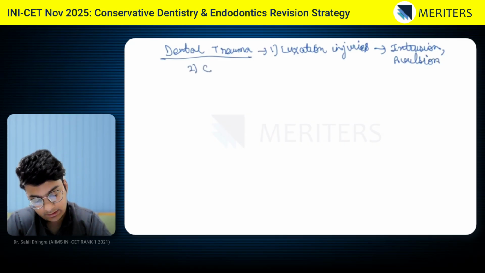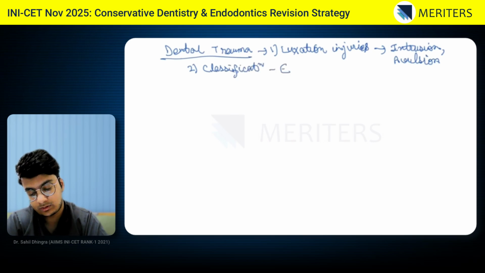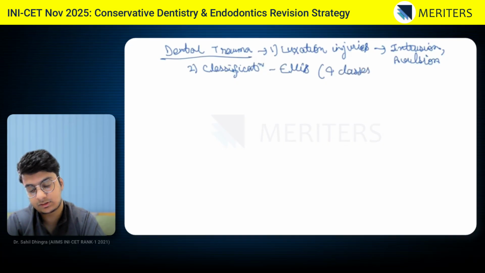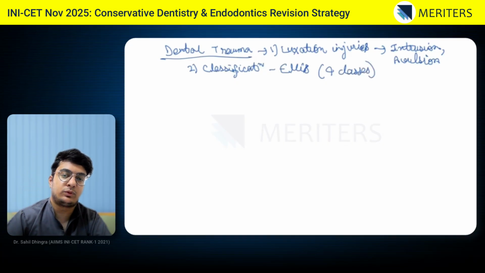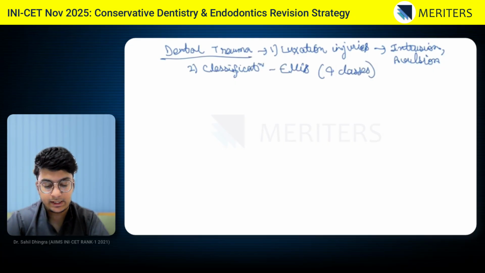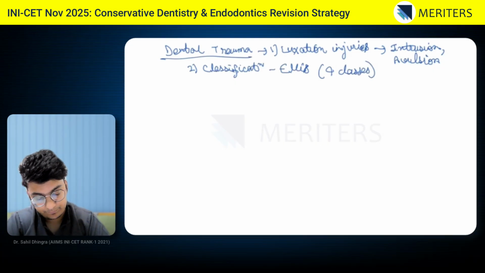Then again, classifications, very important here. A lot of times they ask simple questions like the Ellis classification. There are 9 classes in this Ellis classification. They can ask you which is a class 4, a very common question. So a non-vital tooth is a class 4. Similarly, which is a pediatric one? A class 9 is pediatric. And likewise, they can ask about uncomplicated and complicated fractures.